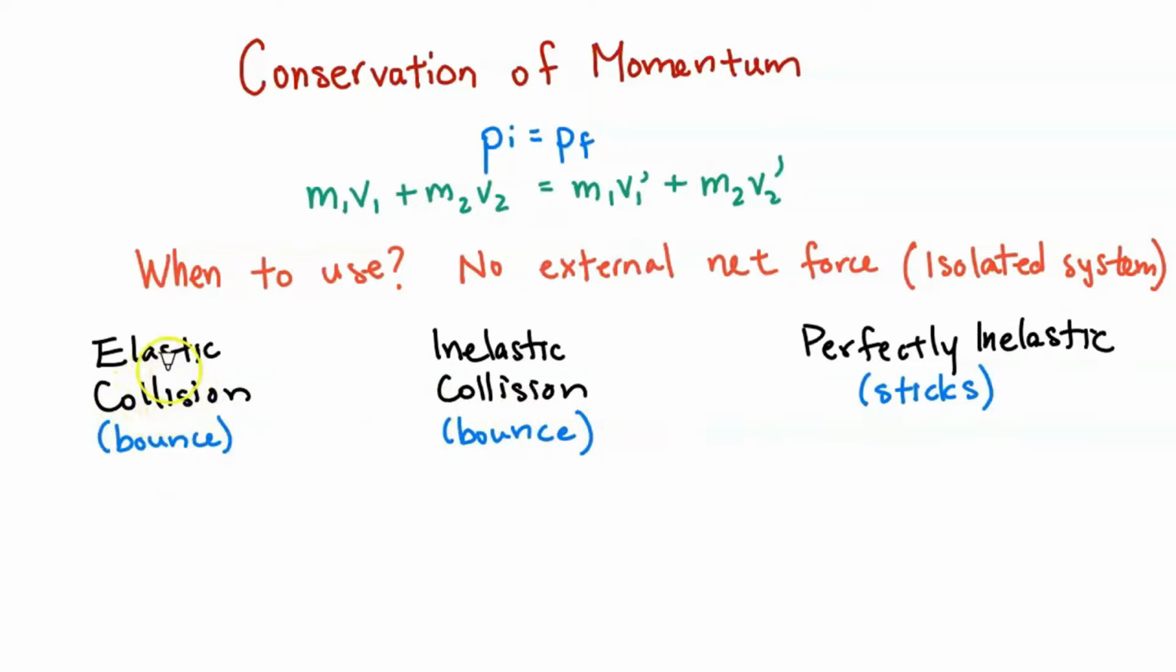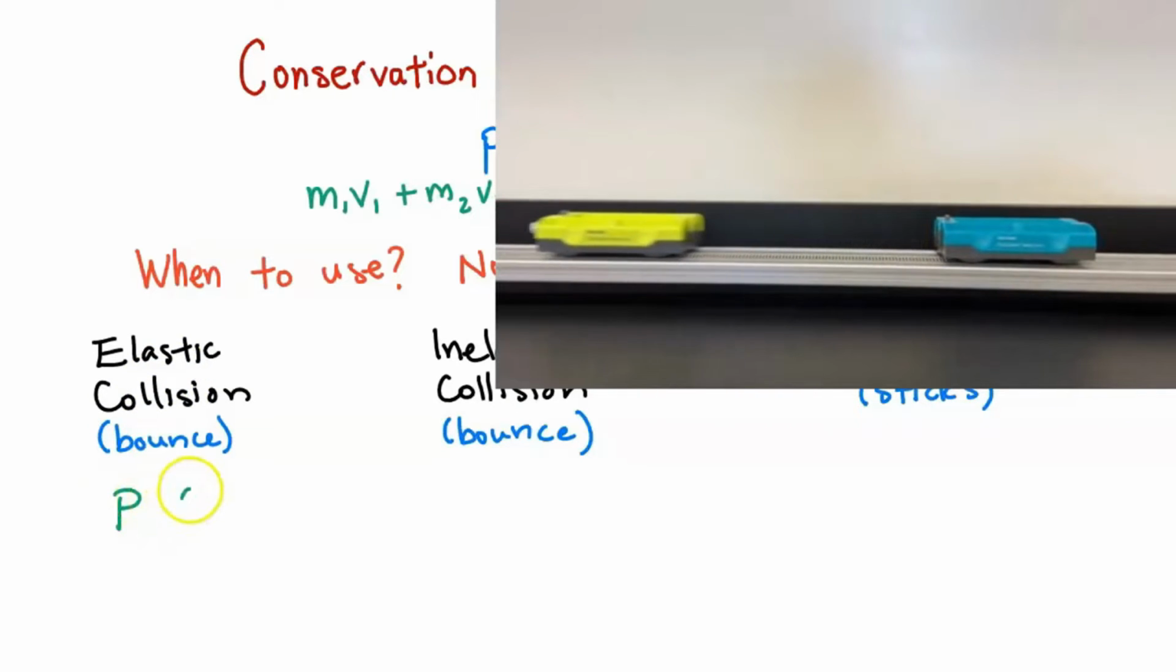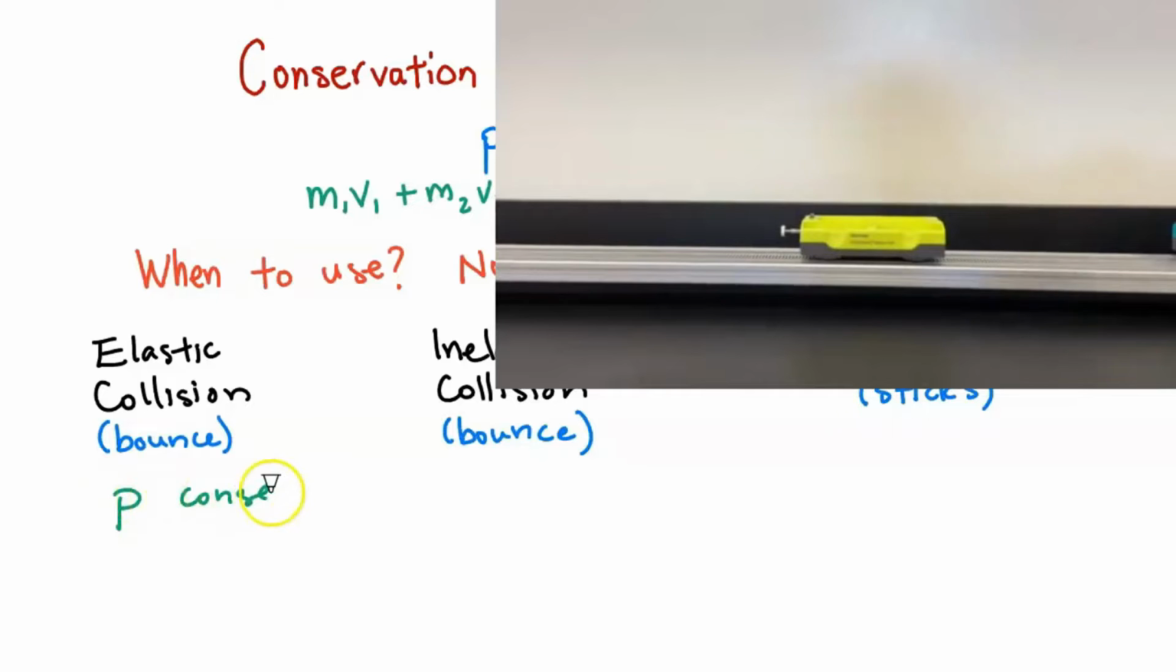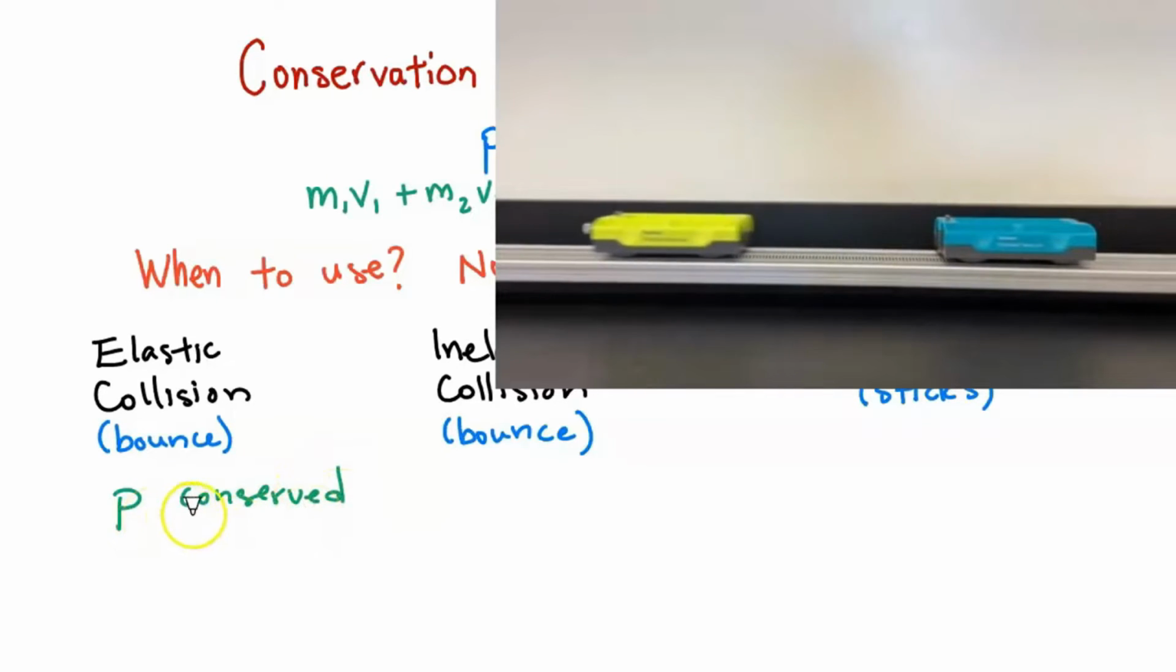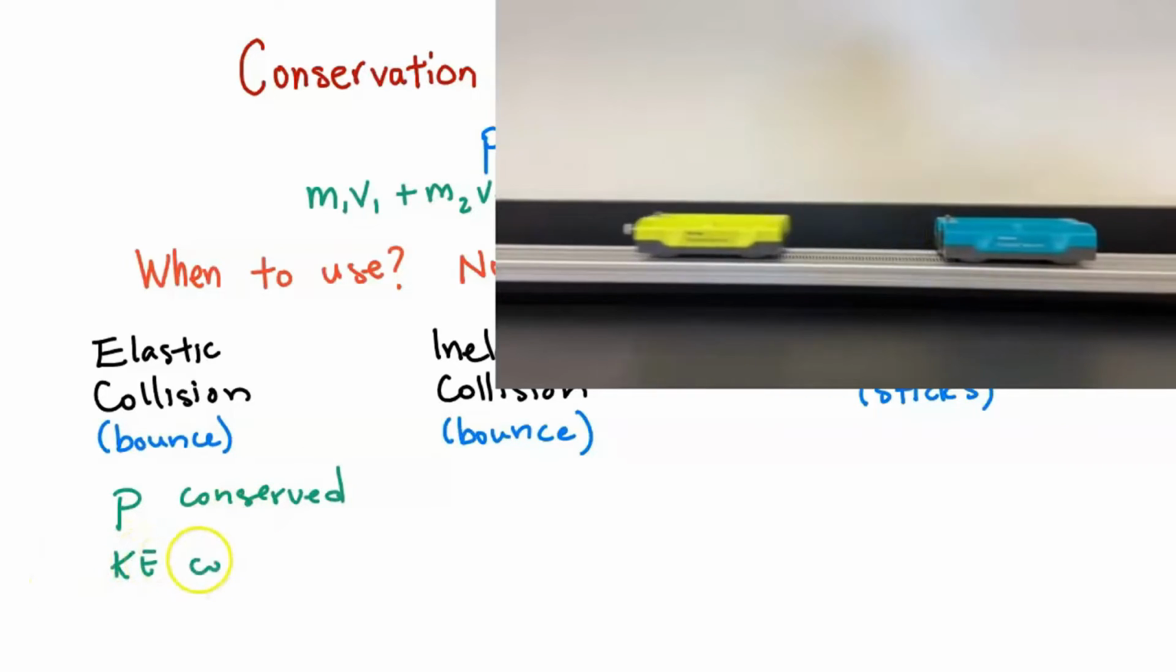One is called an elastic collision. This is when two carts bounce off each other and the momentum is conserved. That means the total momentum before the collision is equal to the total momentum after the collision, and kinetic energy is also conserved.